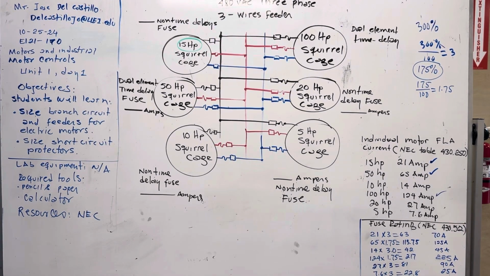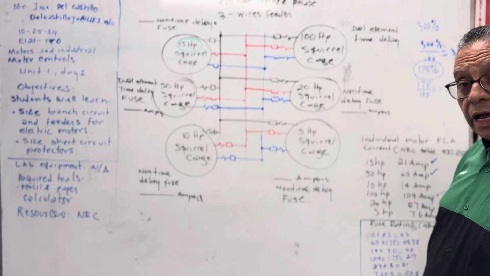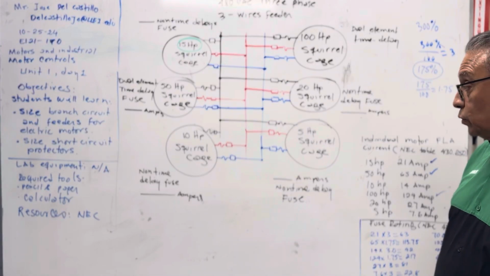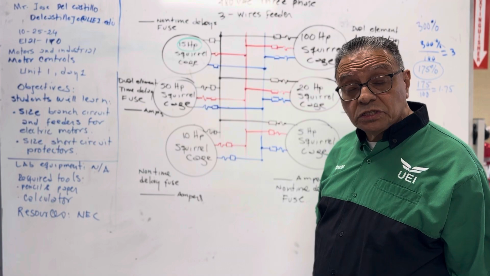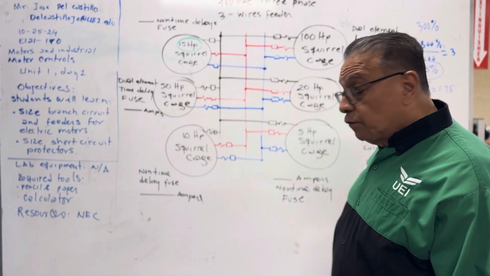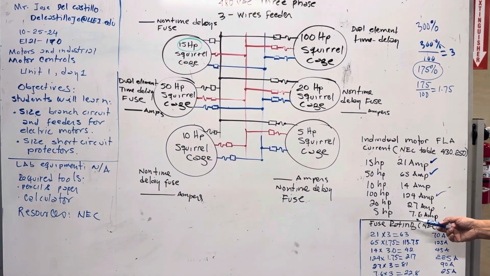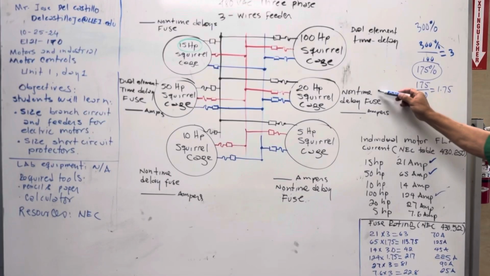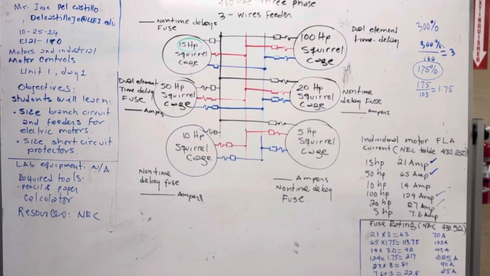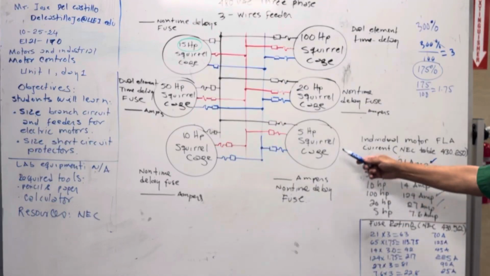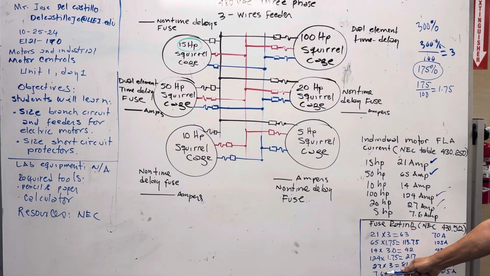So for the next one, which is 20 horsepower, according to table 430.250, this motor is connected to 480 volts three-phase. So the full load ampacity for that one is 27, and I am asking you to use non-time delay fuse. So I will multiply the 27 times 3 for a total of 81. So I round to the nearest higher one, which is 90.